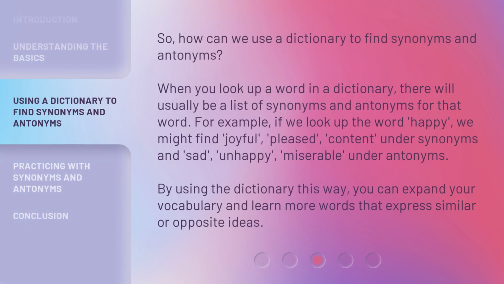So, how can we use a dictionary to find synonyms and antonyms? When you look up a word in a dictionary, there will usually be a list of synonyms and antonyms for that word. For example, if we look up the word happy, we might find joyful, pleased, content under synonyms and sad, unhappy, miserable under antonyms. By using the dictionary this way, you can expand your vocabulary and learn more words that express similar or opposite ideas.